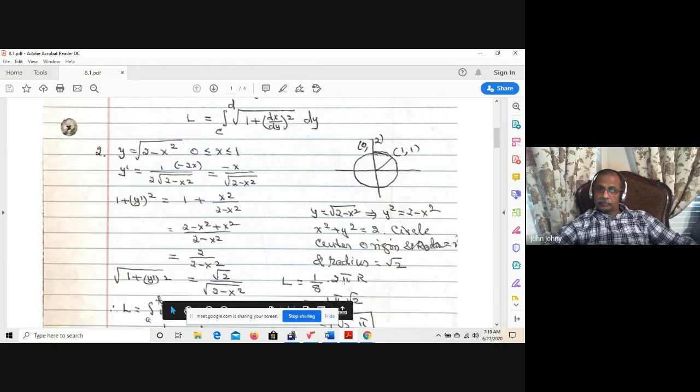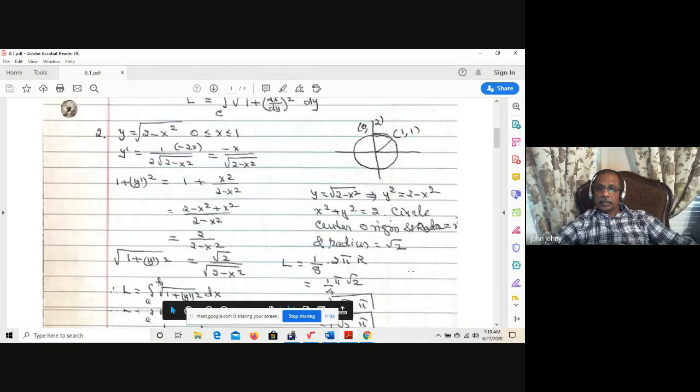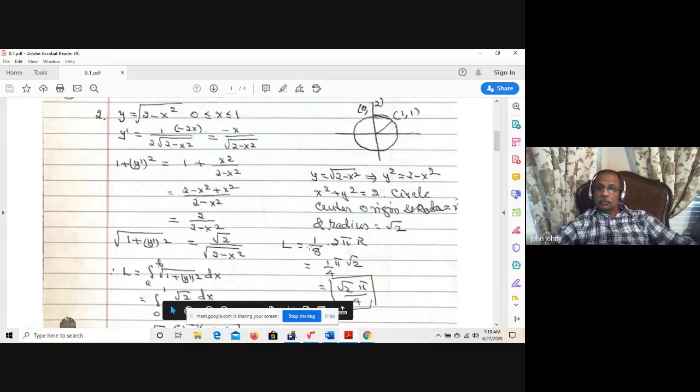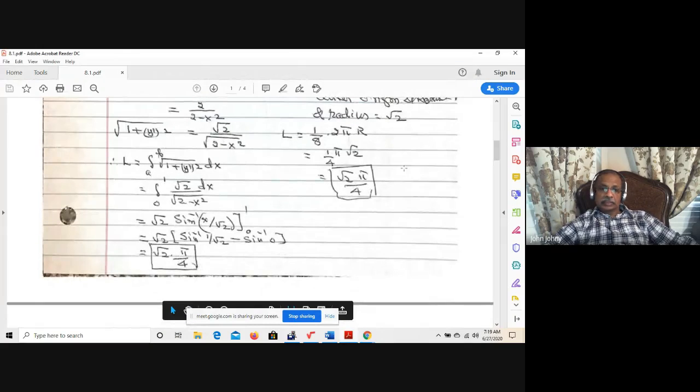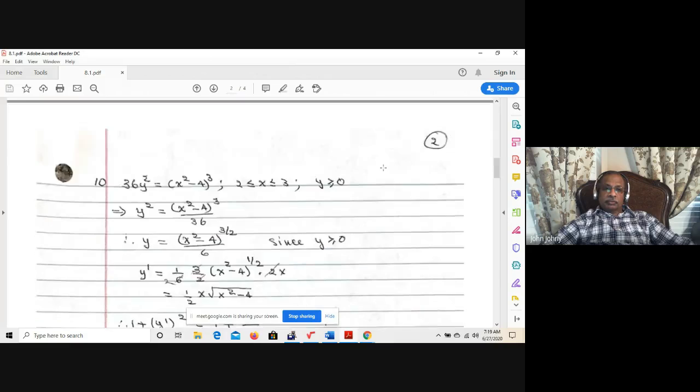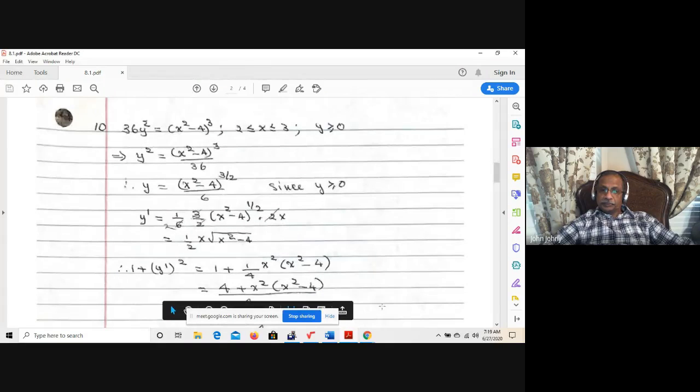of 2 pi r, and the radius is square root of 2. So 1 over 8 times 2 pi times square root of 2, that's 1 over 4 pi square root of 2, which is the same as our answer here. That's just a verification. We are moving to the next problem, question number 10.